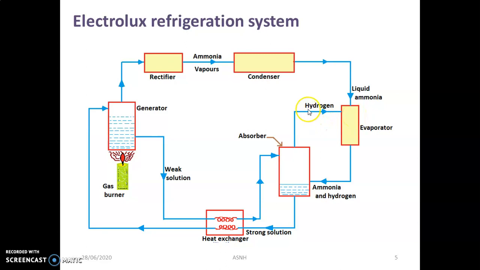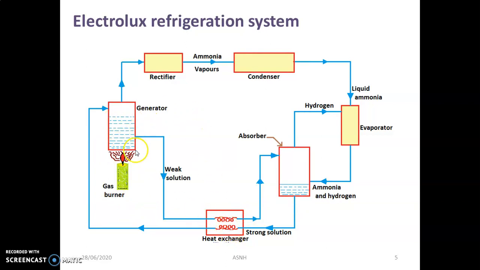Here hydrogen is inserted in the evaporator in order to increase the rate of evaporation, and heat transfer takes place because of the latent heat of the process. Finally the liquid refrigerant is converted into vapor refrigerant, and that vapor refrigerant enters the absorber. In the absorber, water is present, and the vapor form of ammonia gets mixed with that water and an aqua ammonia solution is formed, and the strong solution enters the generator through the heat exchanger.